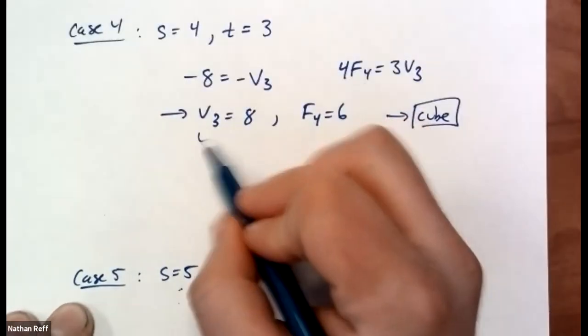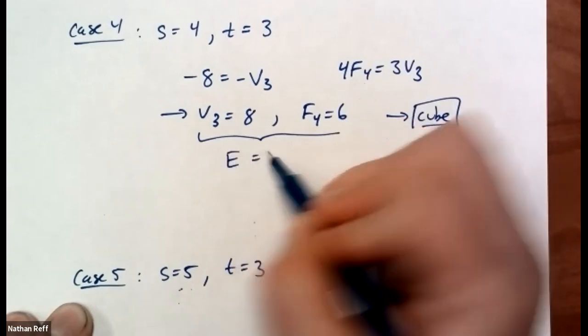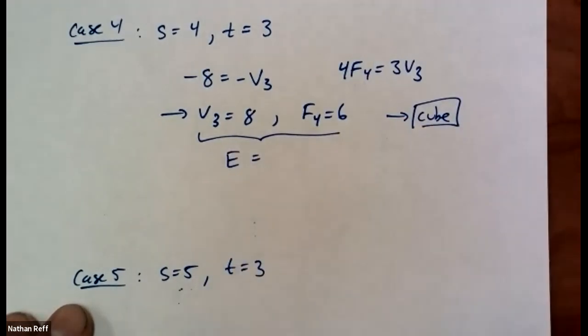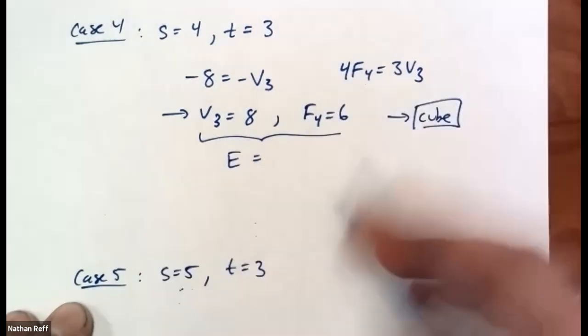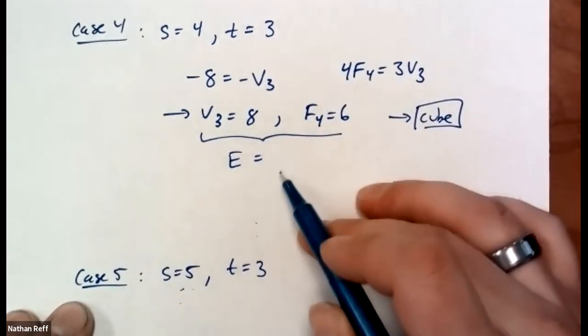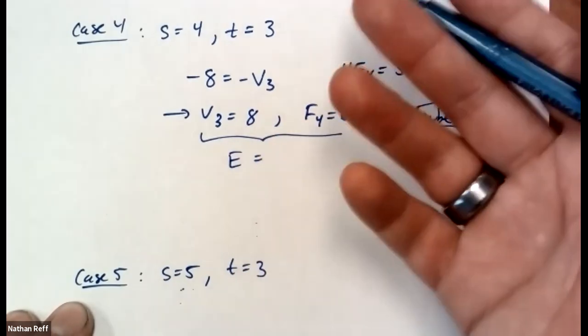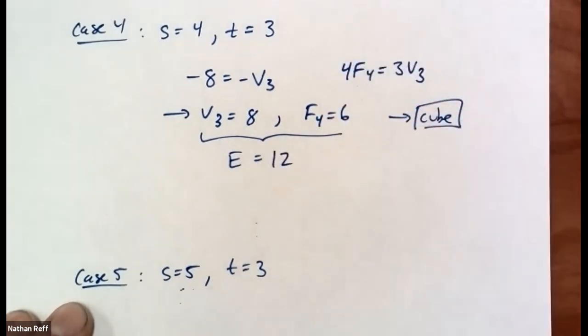How many edges will we have? I mean, you could just think of the cube and figure it's 12, right? Or you could use Euler's formula, right? V minus this plus this should be 2, right?